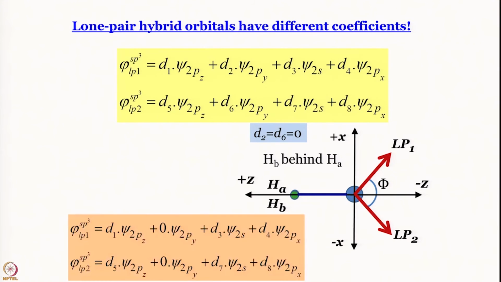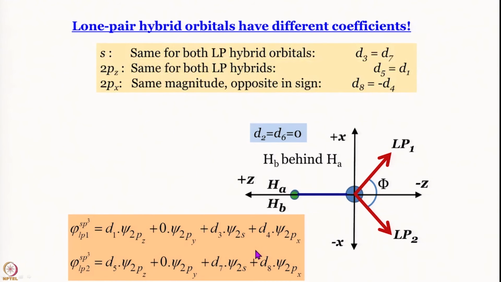What more can we do? First of all, let us write the expressions with d2 and d6 set to 0, this is what you get. Now, you have d1, d3, d4, d5, d7, d8. Now, see, it is not very difficult to understand that the contribution of S has to be the same for both these hybrid orbitals, is it not? Remember the case of hybrid orbitals used for bonding pair, the contribution of S was the same in both sp4, right.